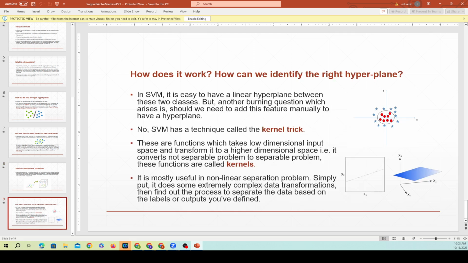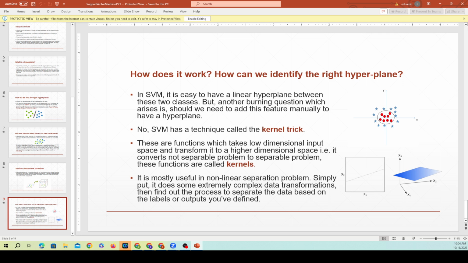How does it work? How can we identify the right hyperplane? In the support vector machine, it is easy to have a linear hyperplane between these two classes, but another burning question which arises is: should we need to add this feature manually to have a hyperplane? For example, here all the elements inside the circle will be red and everything outside will be a star. So the support vector machine has a technique called the kernel trick.